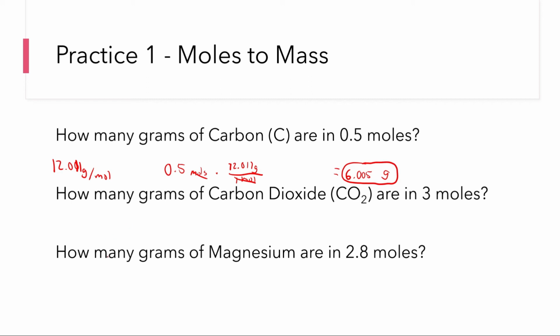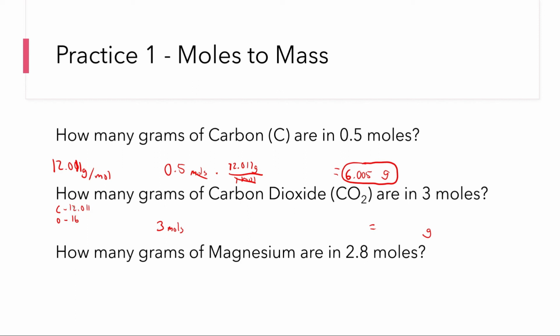The second one asks how many grams of carbon dioxide are in 3 moles. So again, we've got 3 moles, and we want to end up with grams. Now, in this case, carbon dioxide, we're going to need to calculate the molar mass. Since the molar mass of carbon is 12.011, and oxygen is about 16, I'm going to go ahead and round off carbon as well, so that we just use 12.